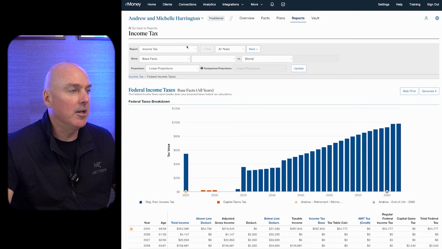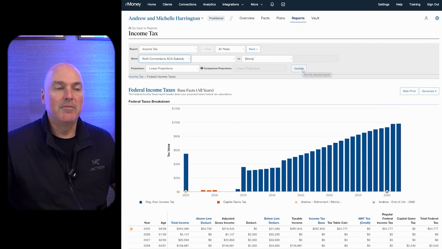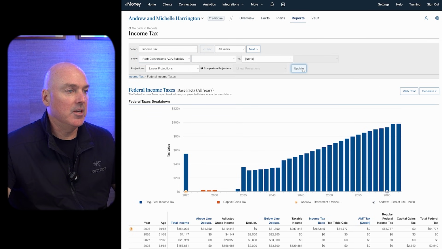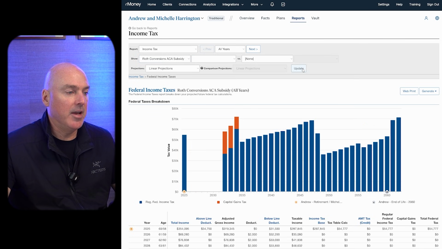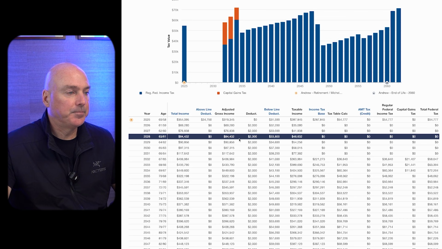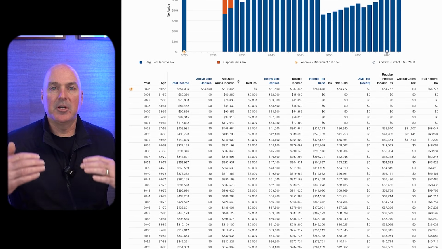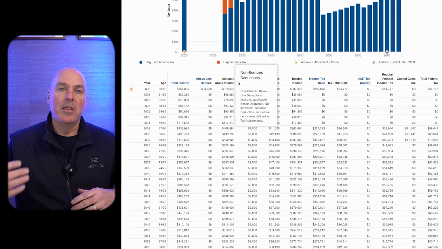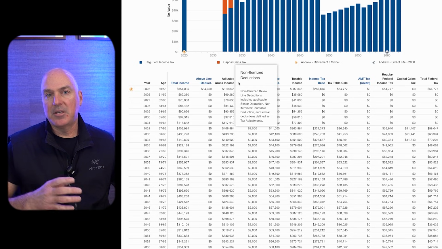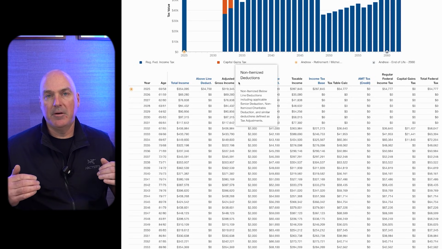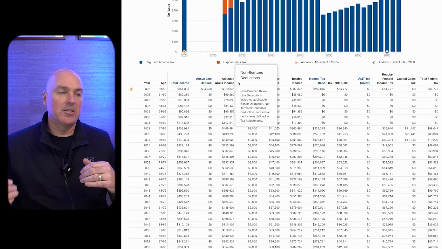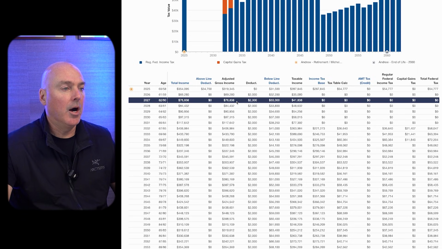So the first thing we did is I did a couple of different scenarios here. One of those is where we looked at doing an ACA subsidy and also planning out some future Roth conversions to see if that's going to give us a little bit of an advantage here. And what we can see is that when we look at this adjusted gross income, by piecemealing out that non-retirement account and selling a little bit of that every year, being careful to stay under that ACA subsidy level, we're able to do a couple of things.